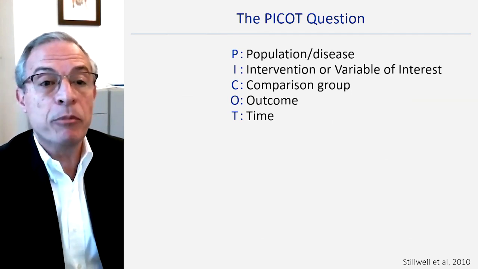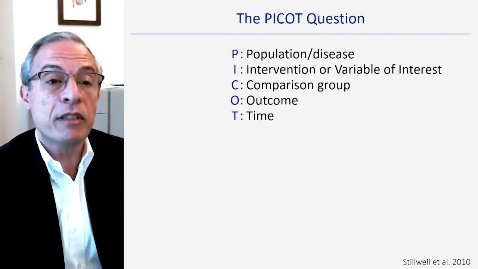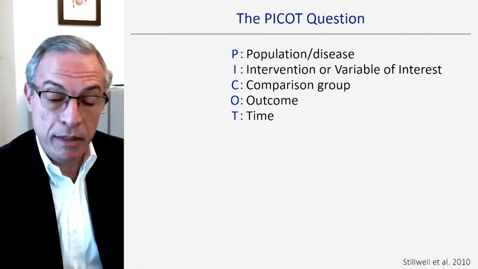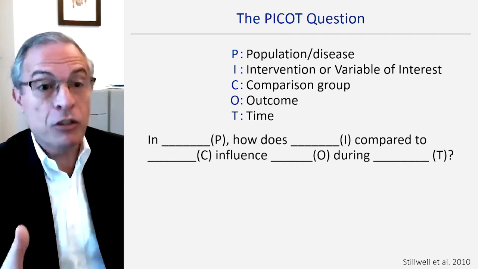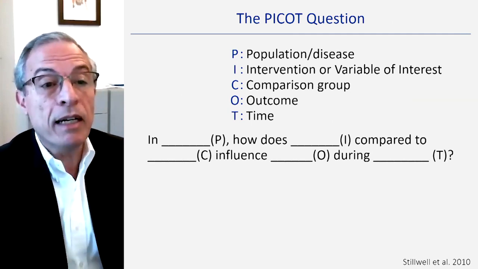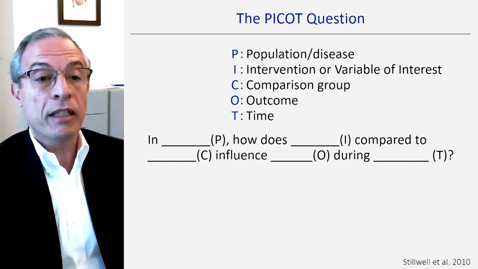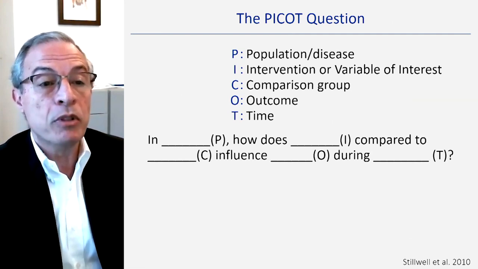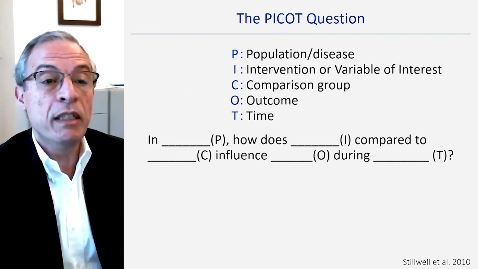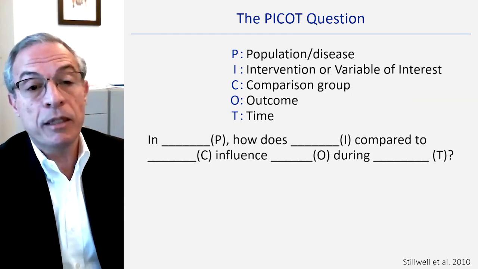In PICOT, P is for population or disease, I is for intervention or variable of interest, C is for the comparison group, O is for outcome, and T is for time. So the primary research question would say something like, in population P, how does intervention I compare to comparison group C, or the control group C, influence the outcome O during the time T?